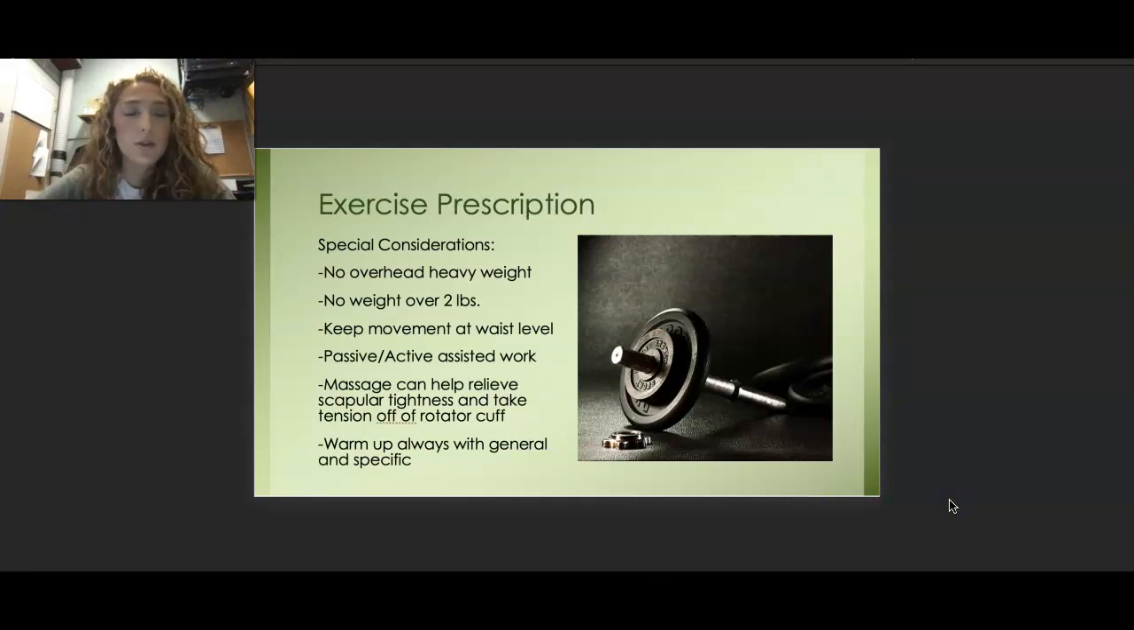So then we move into the exercise prescription. So the special considerations, we wanted to make sure that there was no overhead heavy weight, no weight over 2 pounds. We wanted to keep movement at the waist level. We wanted to make sure we included passive and active assisted work. Massage can actually help relieve some of the tightness that they feel in the scapula and take some tension off of the rotator cuff as well. We also wanted to always include a general and a specific warm-up just to prevent any further injury.